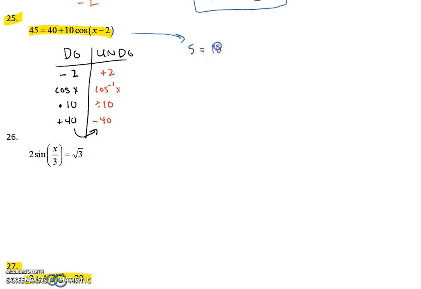So that gives us our path through this particular problem. So we'll start by subtracting 40 on both sides. If you do that, you have 5 equals 10 cosine of x minus 2. Then divide by 10 on both sides. You'll have 1/2 equals cosine of x minus 2.